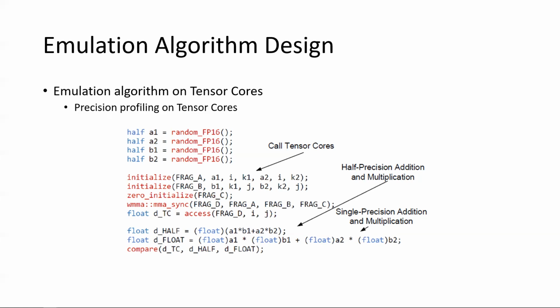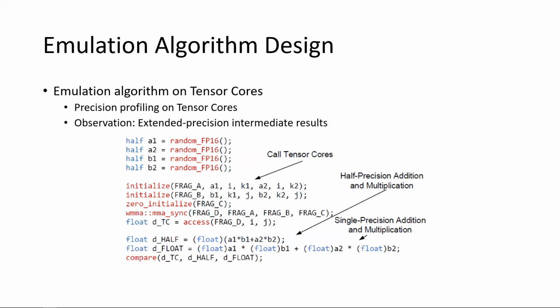Meanwhile, we have two probing compute primitives on CPUs. One is a half precision addition and multiplication. Another one is a single precision addition and multiplication. We would like to use this one as a baseline and compare it bitwisely with the result from Tensor cores. In this way, we can know the precision of the intermediate result on Tensor cores. Our observation is that the Tensor core produces extended precision intermediate results with 21 metadata bits.